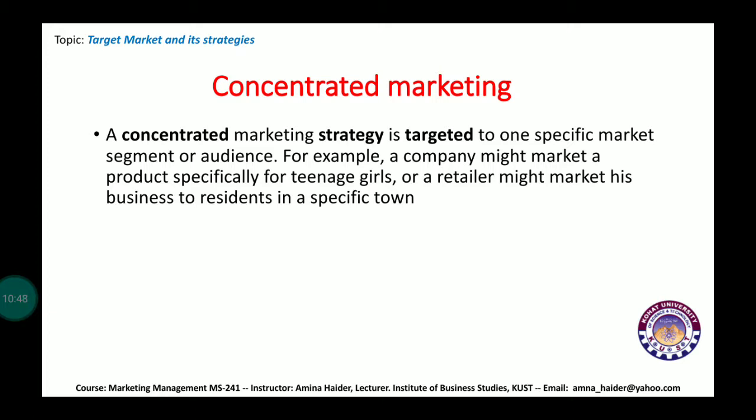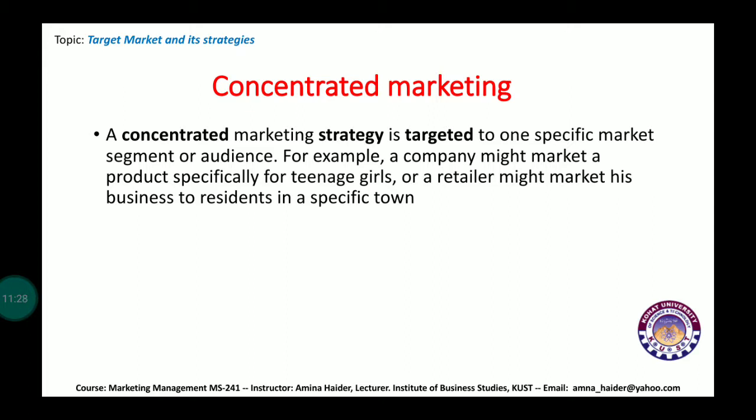Several segments may be identified, but a company may not serve all of them. Some may be unattractive or out of line with the company's business strength. A company may target just one segment with a single marketing mix. It understands the needs and motives of segment customers and designs a specialized marketing mix. Large companies may not be interested in serving the needs of this one segment.